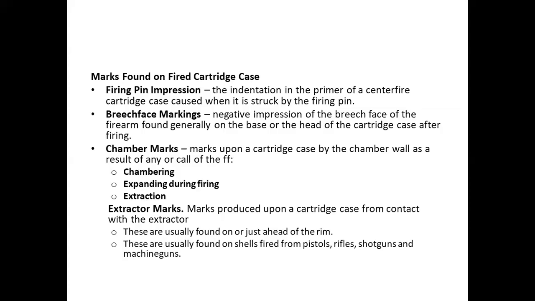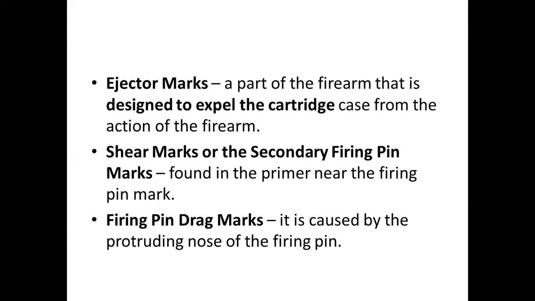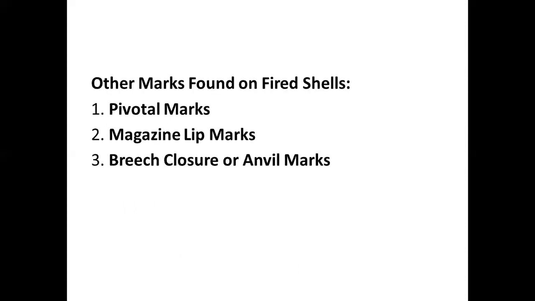Ejector marks, still we are under marks found on fired cartridge case. Ejector marks, a part of the firearm that is designed to expel the cartridge case from the action of the firearm. Shear marks or the secondary firing pin marks found in the primer near the firing pin mark. And then firing pin drag marks, which is caused by the protruding nose of the firing pin. Other marks found on fired shells are the pivotal marks, magazine lip marks, and the breech closure or anvil marks.